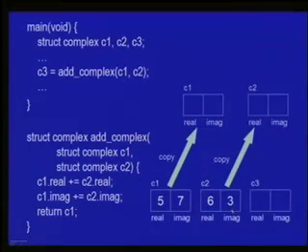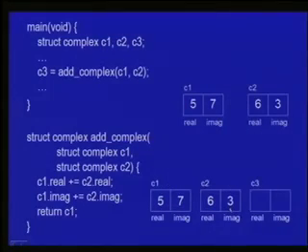So when this copy happens, this structure value is copied to C1 of add complex, and this value of C2 is copied to the parameter C2 of add complex. So C1 gets the value 5 plus 7i, and C2 gets the value 6 plus 3i. Now when this statement is executed, C1.real plus equal to C2.real, we are executing within the function add complex, and therefore C1 refers to this C1 and not to this C1, and similarly C2 refers to this C2 and not to this C2. So this statement will modify the real part of this C1, which is this value.